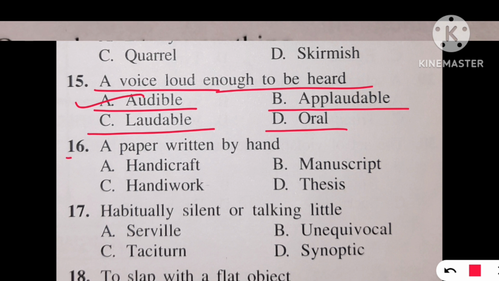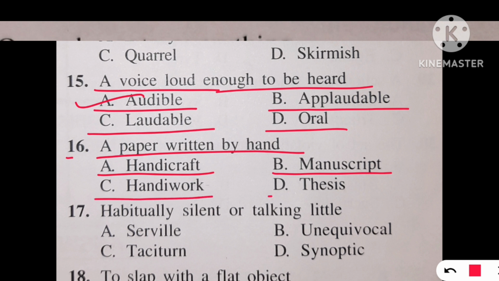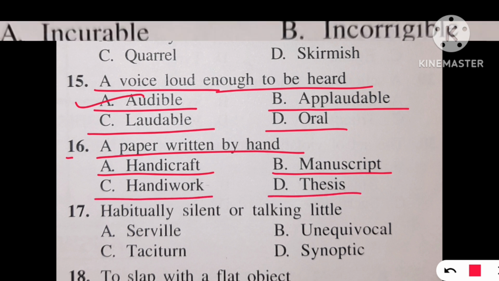Question number 16. A paper written by hand. It is called option A, handicraft. Option B, manuscript. Option C, handiwork. And option D, thesis. So the right answer is option B, that is manuscript. Let's move to the next question.